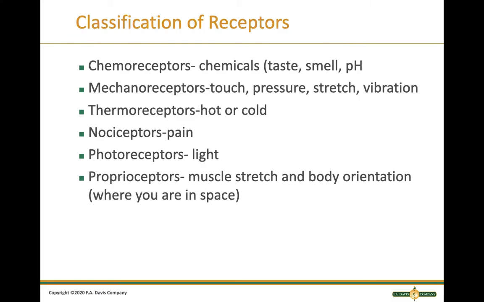Proprioceptors detect muscle stretch and body orientation. They tell you where you are in space, and they allow you to move in a coordinated fashion. They're going to send information to your cerebellum and help you keep your movements coordinated.